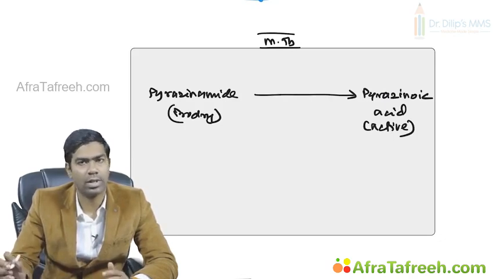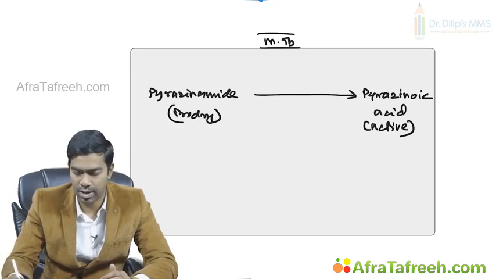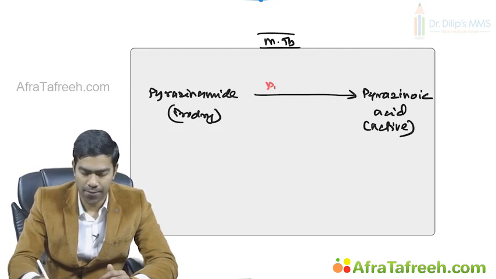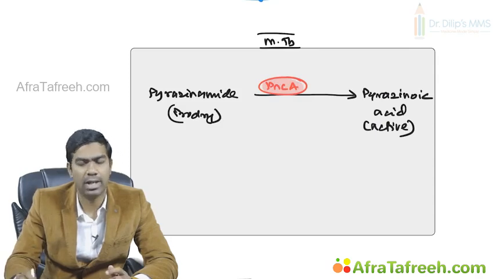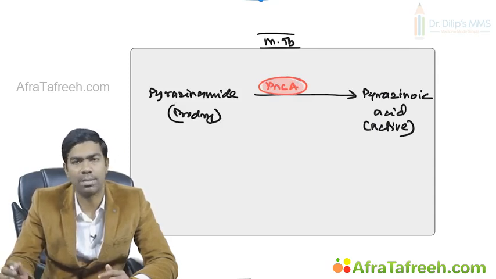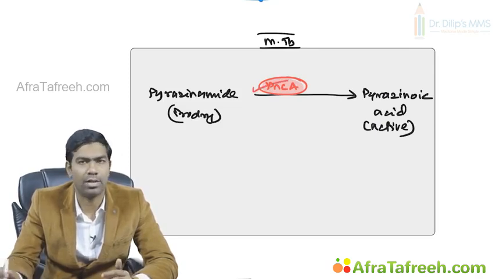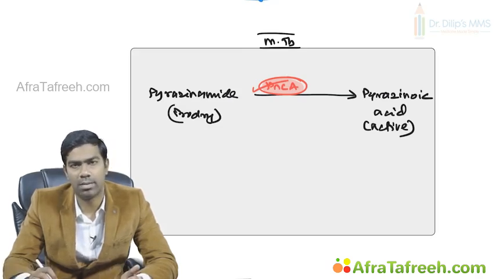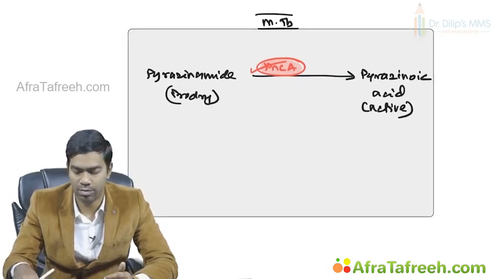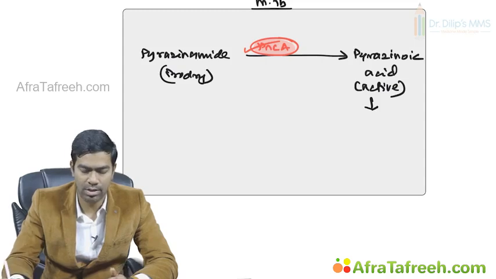acid, which is the one that's going to exert effects inside the MTB cell, and this is done by a protein called the PNCA gene product, which means this PNCA is a protein that is coming from a PNCA gene. So you can remember both together, PNCA gene giving rise to PNCA protein, that is the gene product. That is the one that's going to convert this pyrazinamide prodrug to the pyrazinoic acid active form. And this is going to exert certain effects.